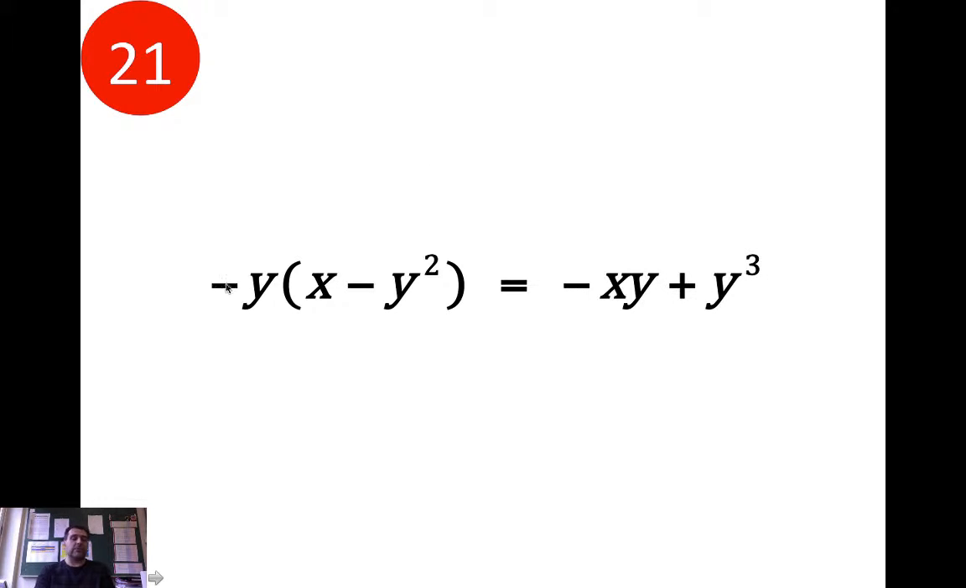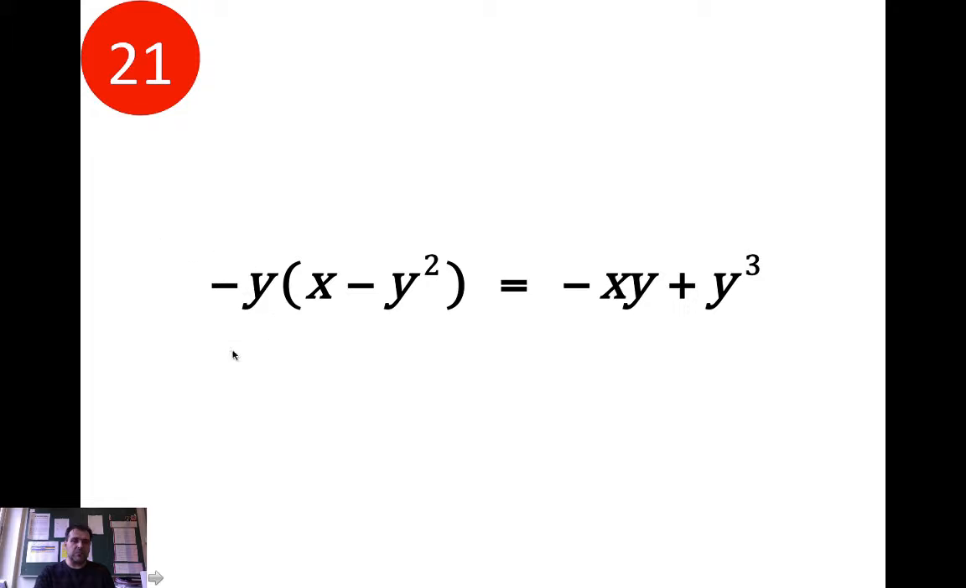So this one we've got minus y times x minus y squared. So outside the brackets we've got a minus y. Remember, whenever you see a minus, it belongs to the thing that follows it. So that's not a y, it's a minus y. So we're going to multiply minus y by everything inside the brackets.